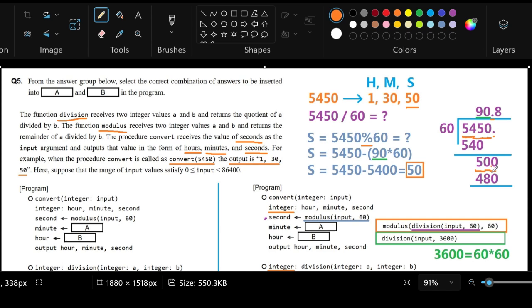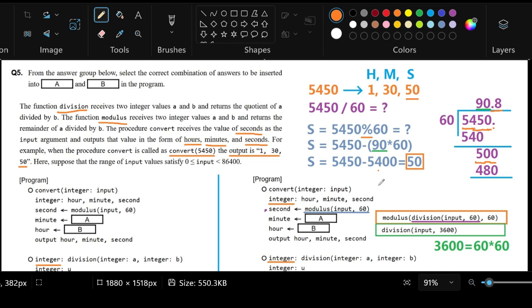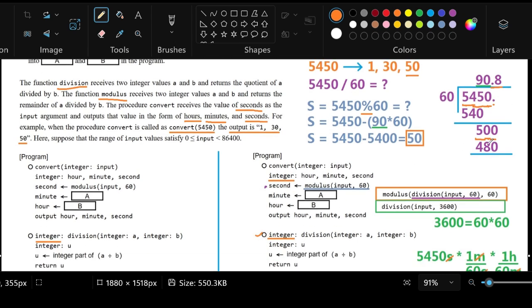Now, how many 60s are there in 500? We can come up with 8, and 8 times 60 gives us 480. That's why if we stop here and not do the rest of the other numbers after, then we'll get 90.8. However, our division function gives us as output a whole number, which is an integer. Remember this one? That's why we only get 90 when we are doing division.